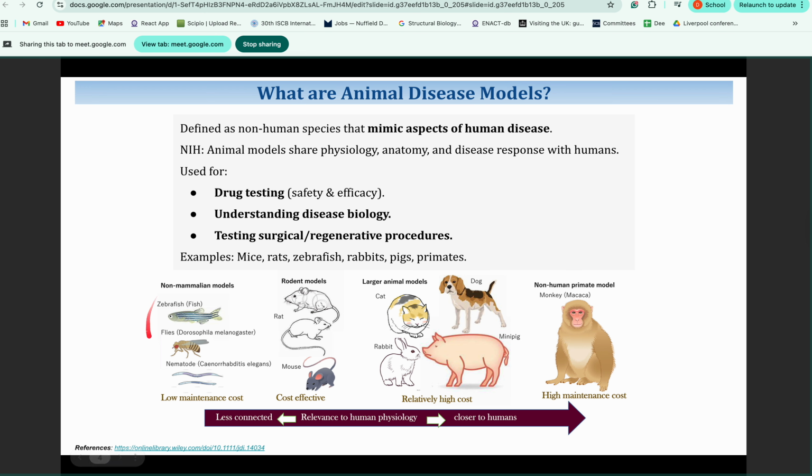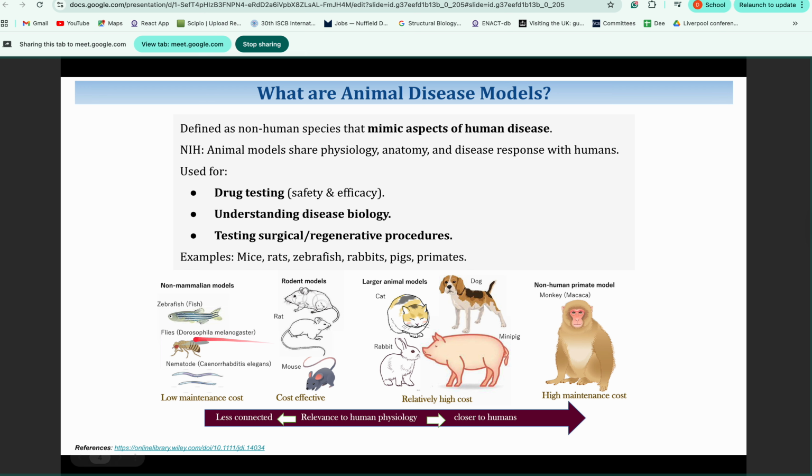So these are the known non-mammalian models such as zebrafish, flies and C. elegans, which is a nematode. They have low maintenance cost because they are less complex organisms. Then come rodent models. They are cost effective, such as mouse and rats, and they also share high similarity with respect to the human genome. The rodents are closer to humans as compared to non-mammalian models. Then come larger animal models. They have relatively high cost.